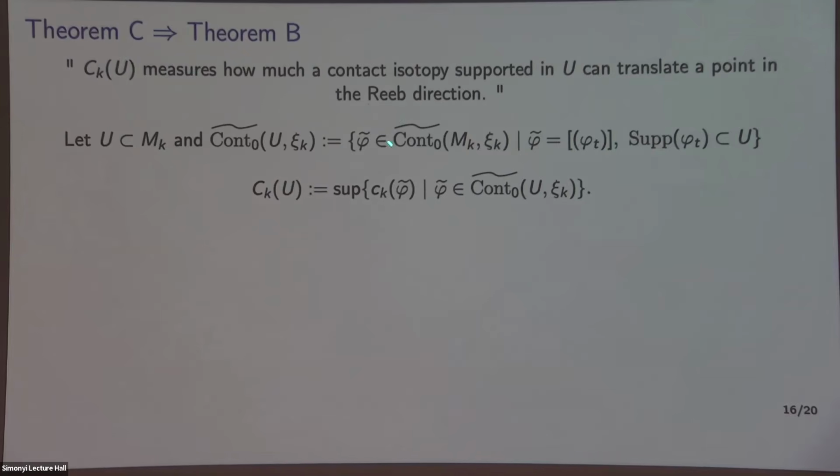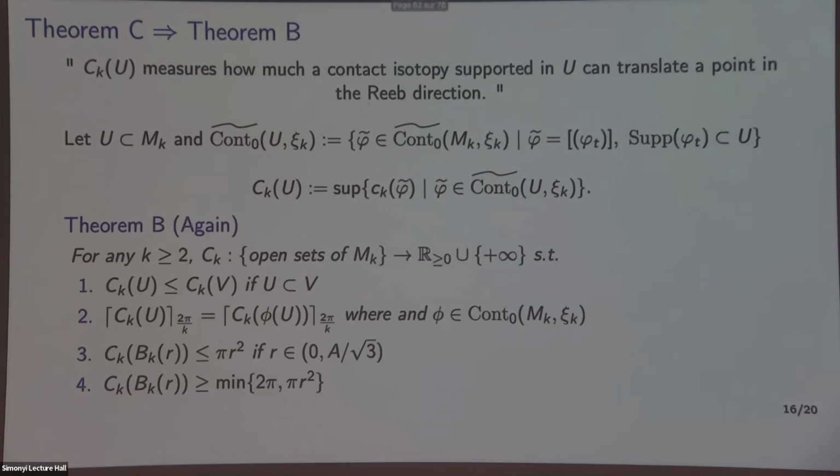I will define the capacity of U to be the supremum of the spectral selector of phi tilde, such that phi tilde is supported in U. And then theorem B again. I claimed that by defining it like this, the first assumption is trivial, because if U is a subset of V, then any phi tilde which is supported in U will be supported in V. And then it remains to prove these three properties. This property is now a bit of a classical argument.